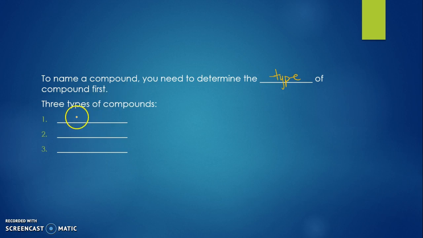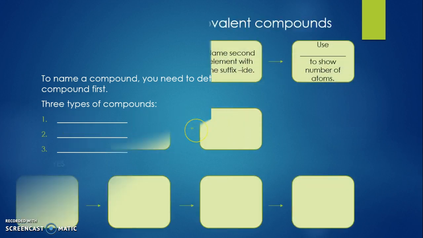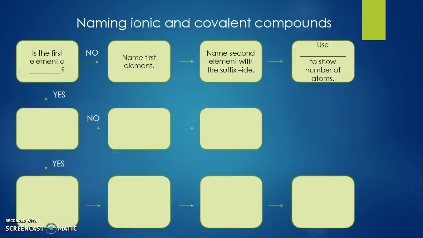Well, remember from the last podcast, there are three types of compounds. There are ionic compounds, there are covalent compounds, and then there are acidic compounds. Okay? Ionic compounds have a metal first. Covalent compounds have a non-metal first. And acidic compounds have a hydrogen first. Okay, as long as you remember those three things, you'll be just fine.